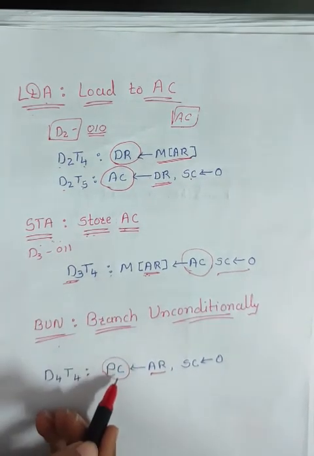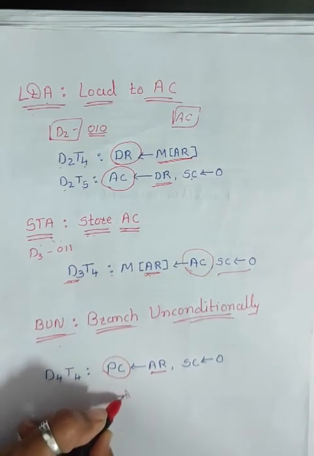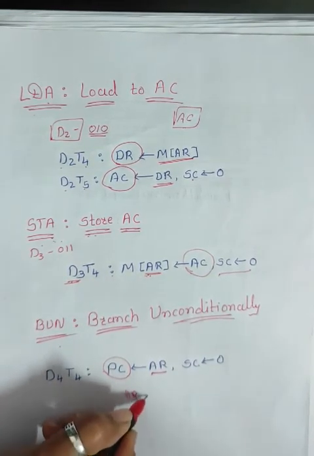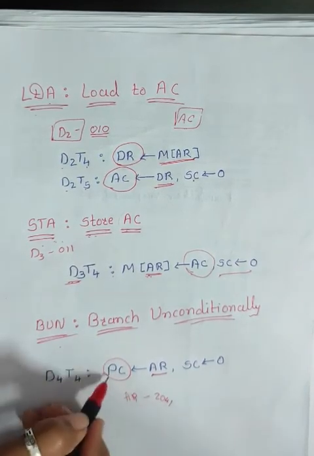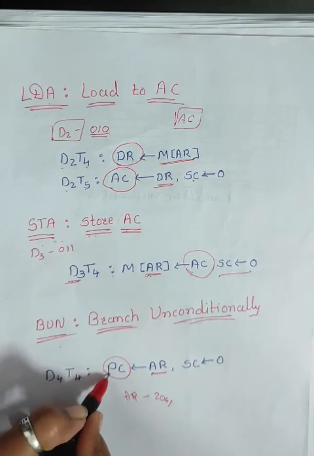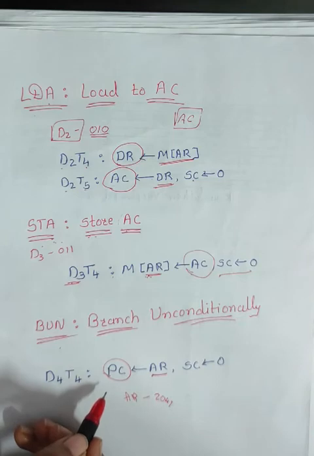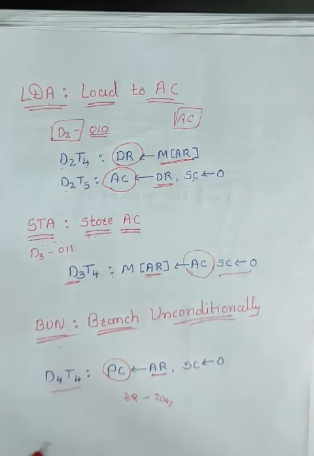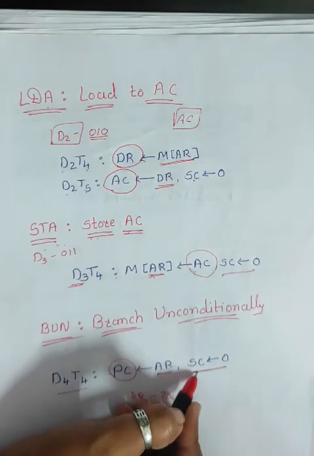Suppose the address register has the address 2041. So the program counter will have that value 2041. Next, it will increment the program counter, and the next instruction will be performed, that is 2042, 2043 and so on. So D4, T4, and again we are resetting the sequence counter to 0.